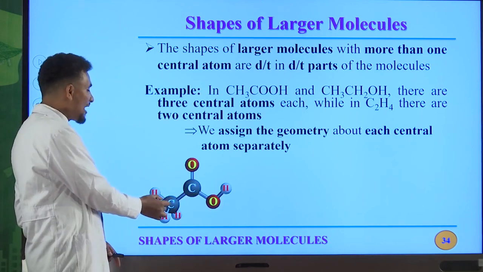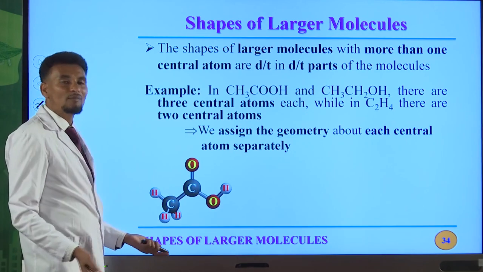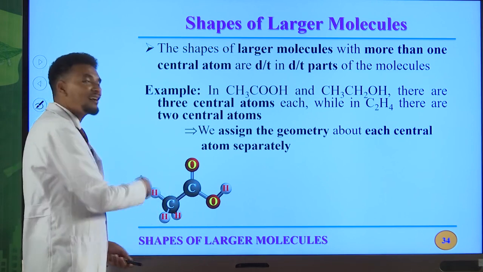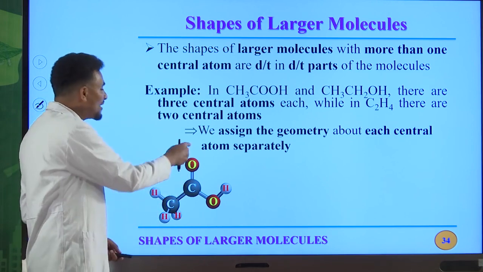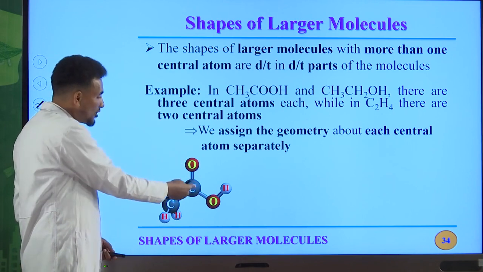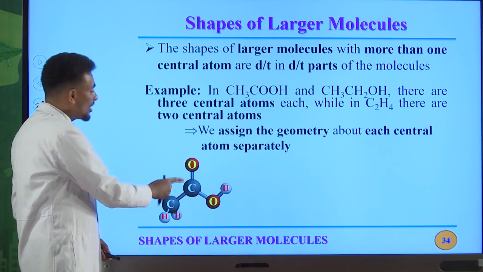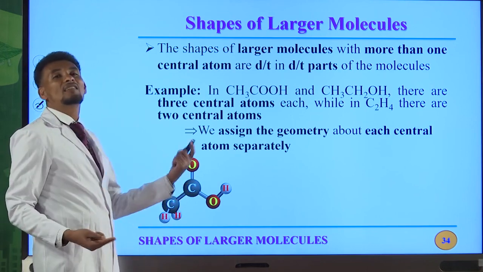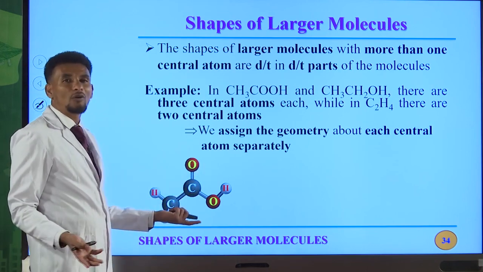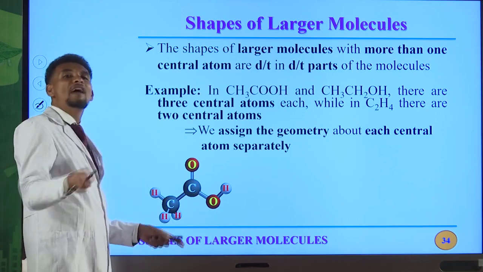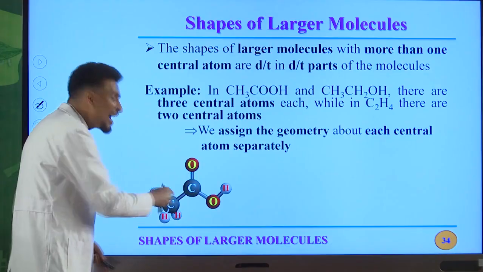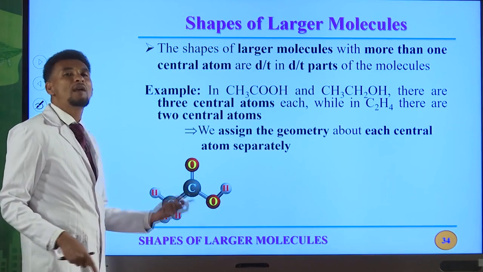So we assign the geometry about each central atom separately. For example, in this case, it is an AB4 type. We have no lone pair of electrons on the carbon atom, so this is tetrahedral. On this carbon, there is a double bond to oxygen, and it also bonds with this carbon and with an oxygen atom. So it is an AB3 type. We have no lone pair because carbon obeys the octet rule. The shape of this molecule at this central atom is trigonal planar.